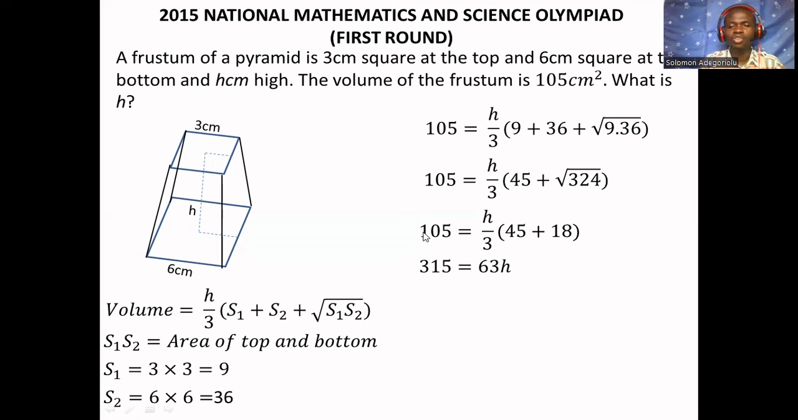Divide both sides by the coefficient of h, which is 63. And what will be the value of h? The value of h is going to be equal to 315 divided by 63. When you divide 315 by 63, what do you get? h is going to be 5 centimeters. So the height of the frustum of the pyramid given is 5 centimeters.